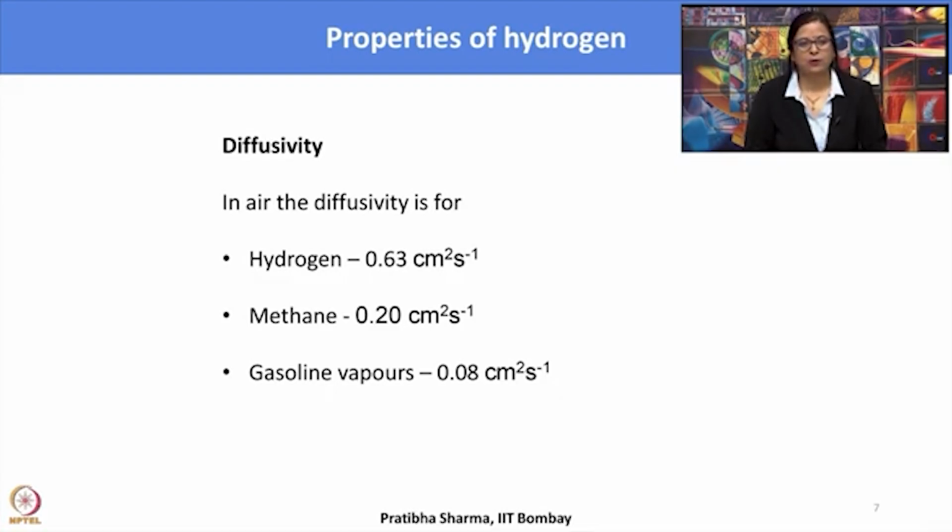Since we know that the molecule of hydrogen is very small as compared to any of the other gases, it can diffuse very fast. It can diffuse through airtight or impermeable materials as well, and as such it becomes very difficult to contain hydrogen, unlike the other gases.